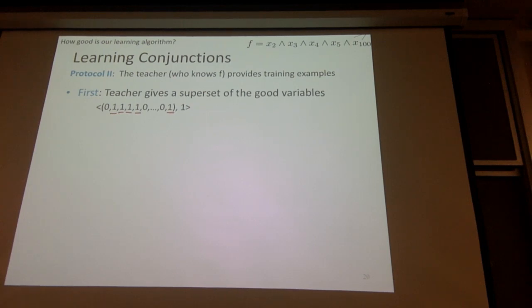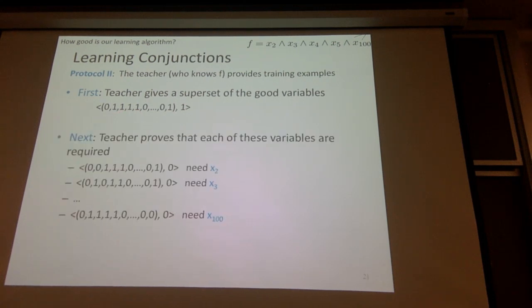So this shows that these variables are sufficient. Next, it needs to show that every one of these things are necessary. And the way it would do that, it would give 5 more examples. It would show that x2 is necessary by turning off x2 from that original example, and the value becomes 0. This means that if you compare these two things, removing x2 changes the value of the function, so x2 is a necessary part of the thing.